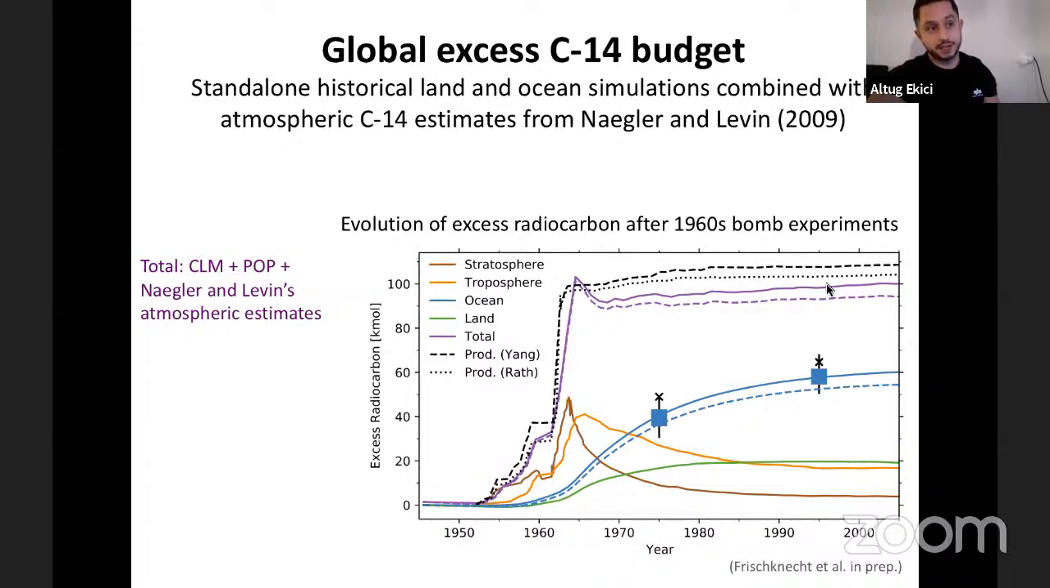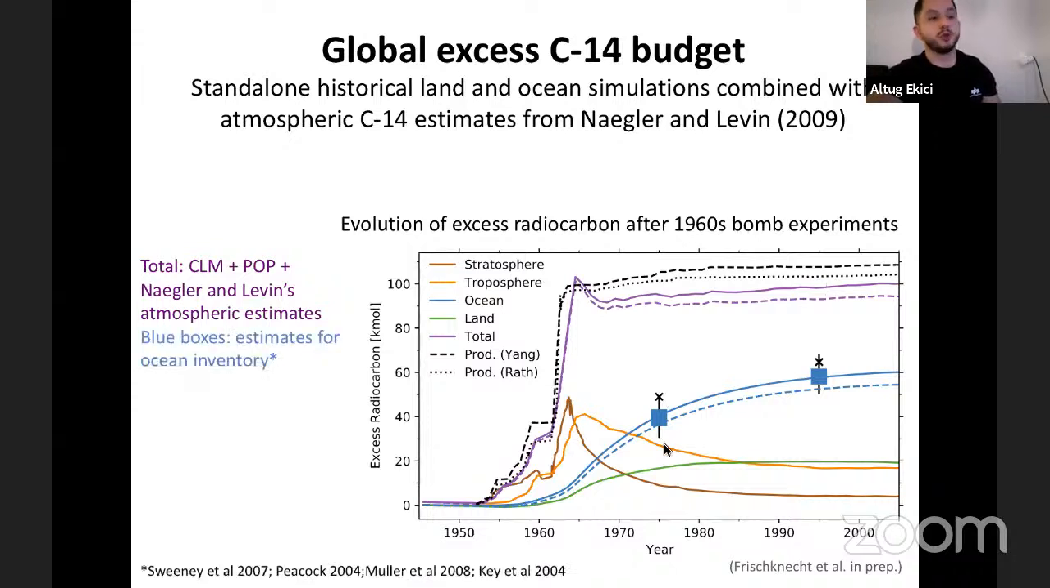It's not so bad. So what I want to say here is that the blue boxes for the ocean are independent observations of ocean radiocarbon uptake. And here we see that the ocean model is not doing so badly. And the crosses here are from previous POP estimates from Yan et al.